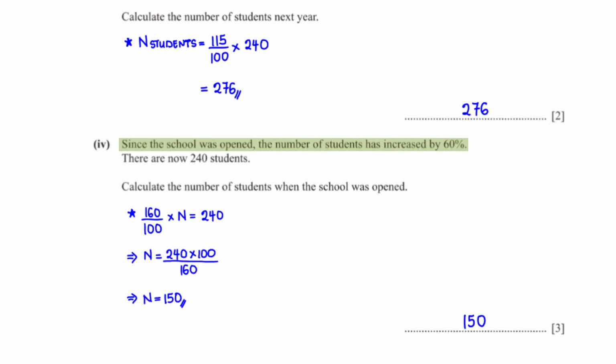Since the school was opened, the number of students has increased by 60%. There are now 240 students. Calculate the number of students when the school was opened. The current number of students, which is 240, is equal to 160% of the number of students when the school was opened, which is what we are calling n. When we make n the subject, this is what we have, which is equal to 150.